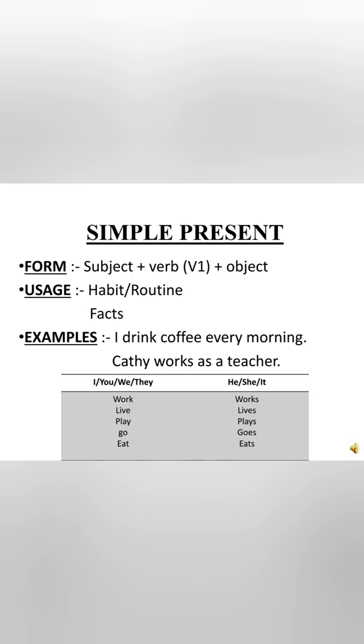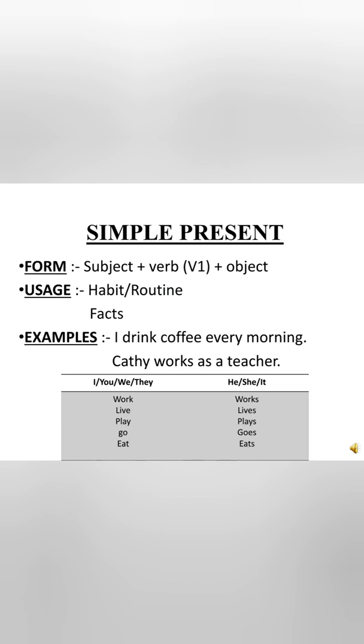Now, let us look at the examples. I drink coffee every morning and Kathy works as a teacher. These two examples are of simple present tense. Now, look at the first example. I drink coffee every morning. This is telling us about a habit that I have, or this is my daily routine. And the second example, Kathy works as a teacher, states a fact that Kathy is a teacher.